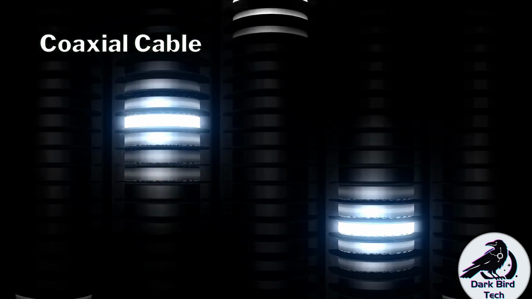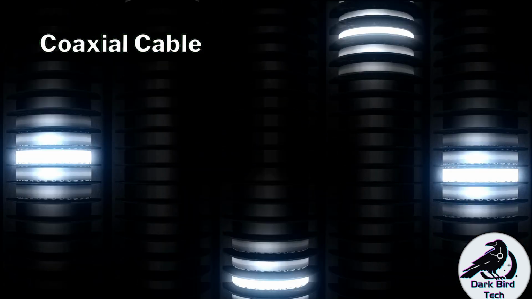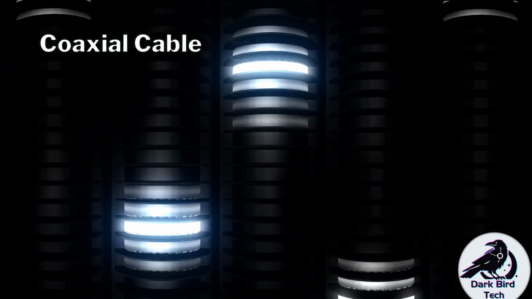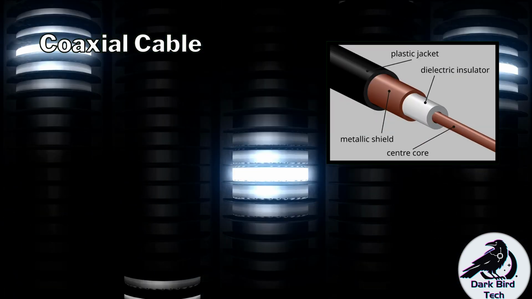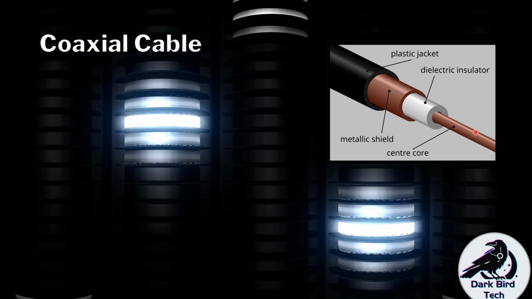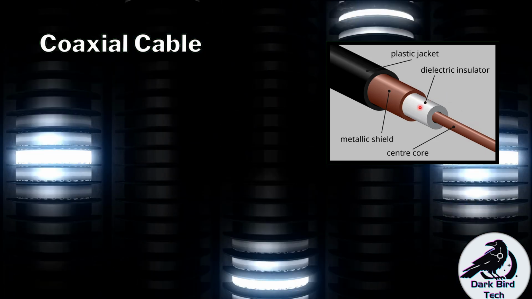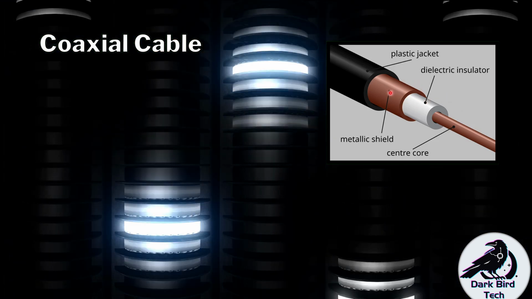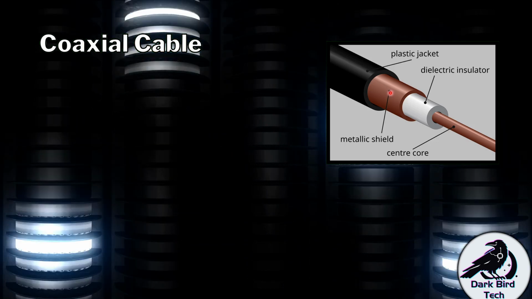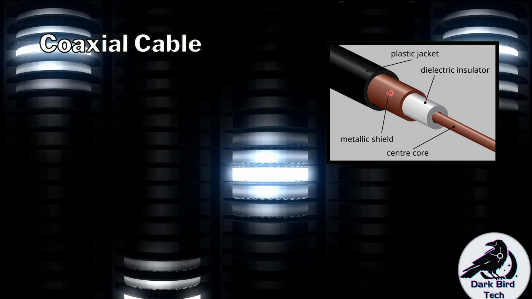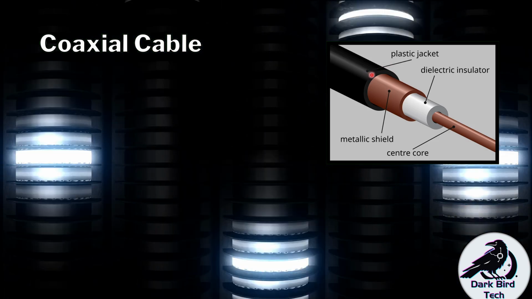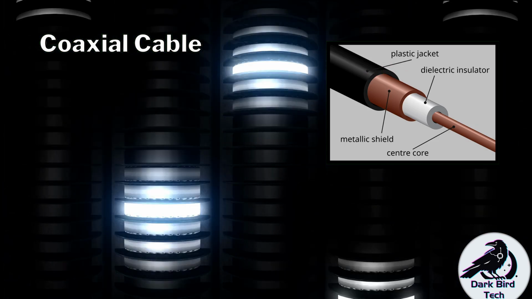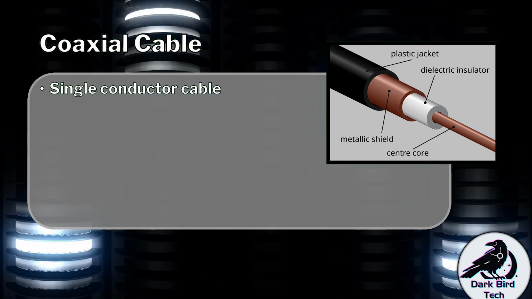So coaxial cables are a little bit old, but managing to hang on and still have some useful and niche applications. So coaxial cables will look something like this, with a central copper conductor, an inner insulator, some sort of metallic shielding, which is one of the reasons why they're quite useful. They're quite immune to electromagnetic interference. And then there'll be an outer plastic jacket to keep it all safe and protected.